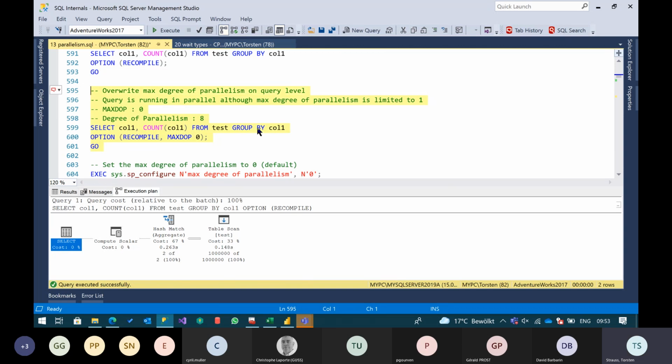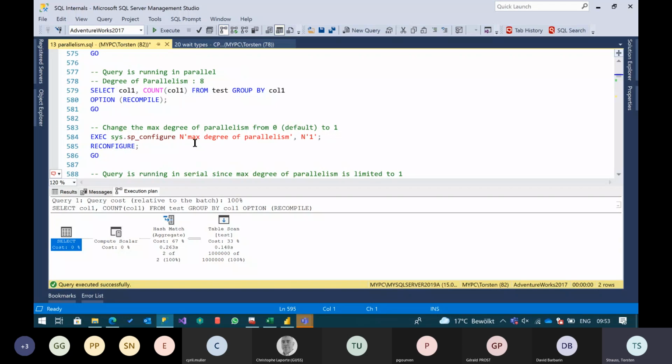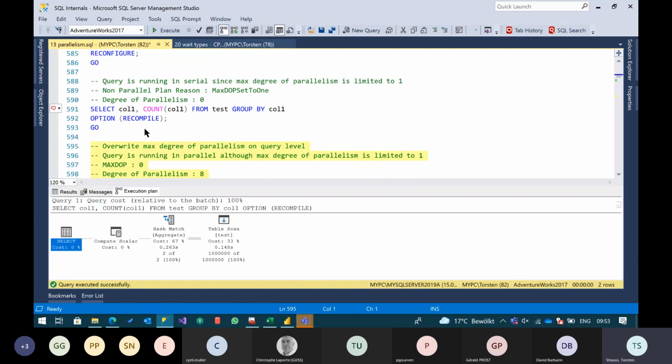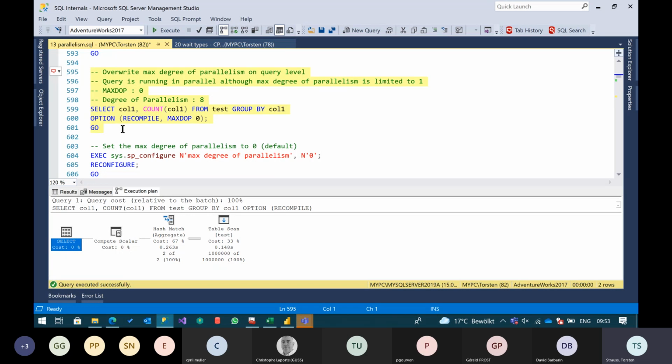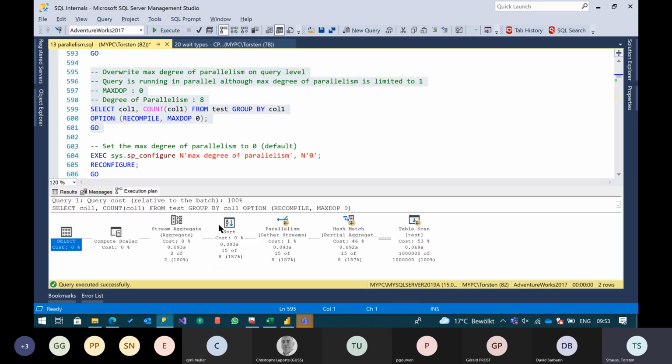So we decided to set the maximum degree of parallelism to 1 on an instance level. But again, on a query level, I still have a chance to override the setting. With the query hint MAXDOP, you can see once I hint the query to run in parallel, the instance setting and also the database setting is completely overwritten.